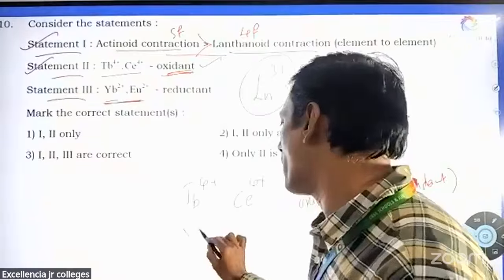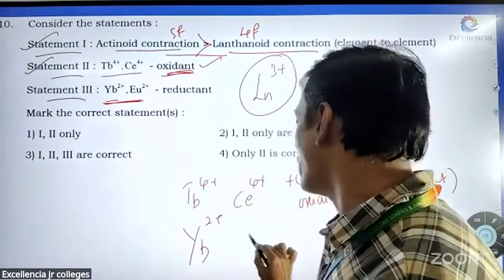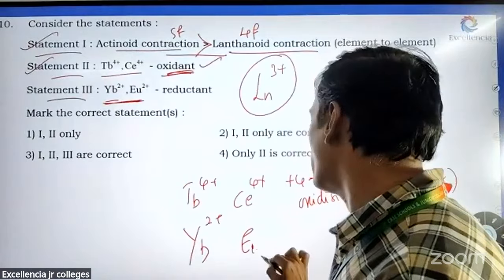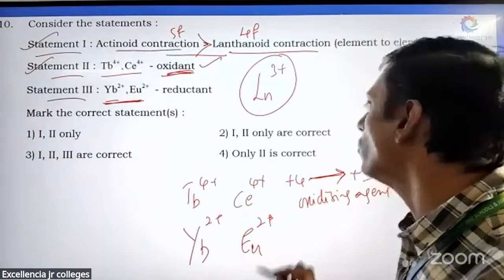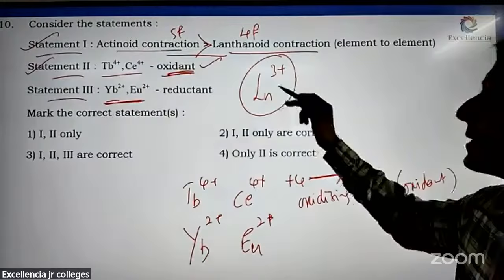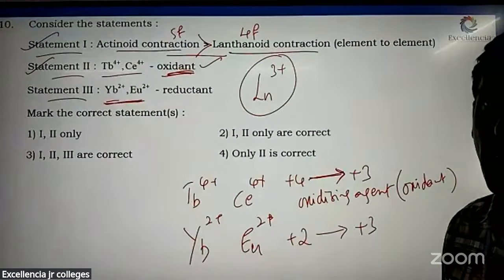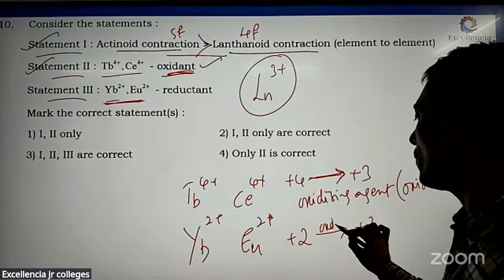Similarly, statement 3. Ytterbium and europium are given. And see what is the oxidation state given for these two elements. +2 they give. Now +3 is their stable state, so they get converted to the +3 state. So +2 to +3 means they are undergoing what?